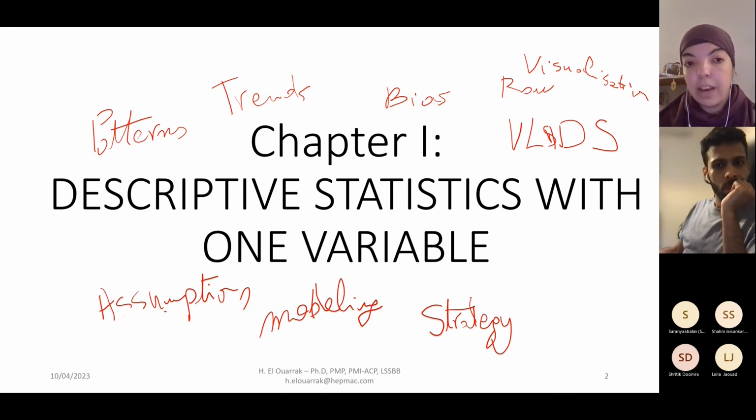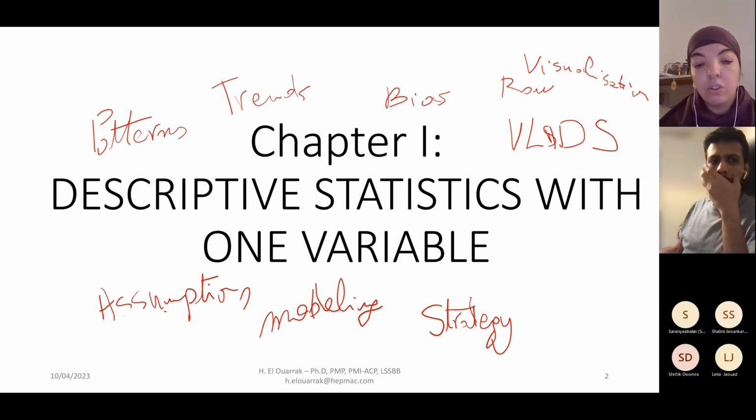But in terms of trends and patterns, that's definitely something that we will be covering, because that's an easy thing to do. Once we are able to correctly visualize and describe the raw data that we have, and organize it in a meaningful way, then we can see the patterns and trends. It would be easy to do that.